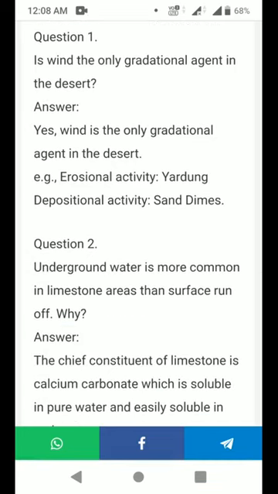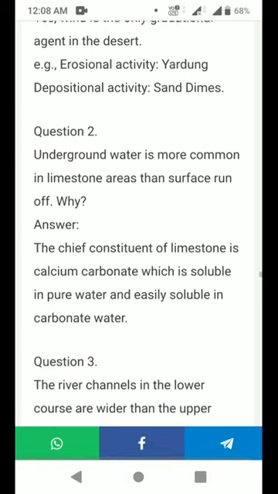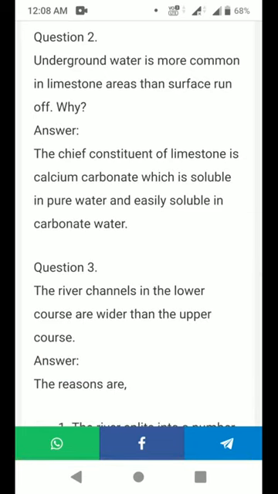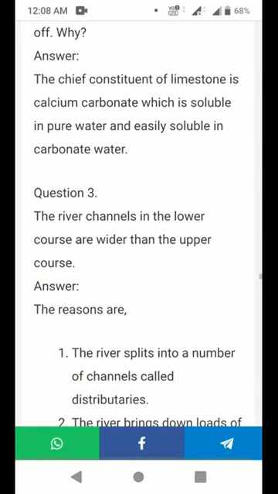Second question, underground water is more common in limestone areas than surface runoff. Why? Here the chief constituent of limestone is calcium carbonate, which is soluble in pure water and easily soluble in carbonated water. Third question, the river channels in the lower course are wider than the upper course.